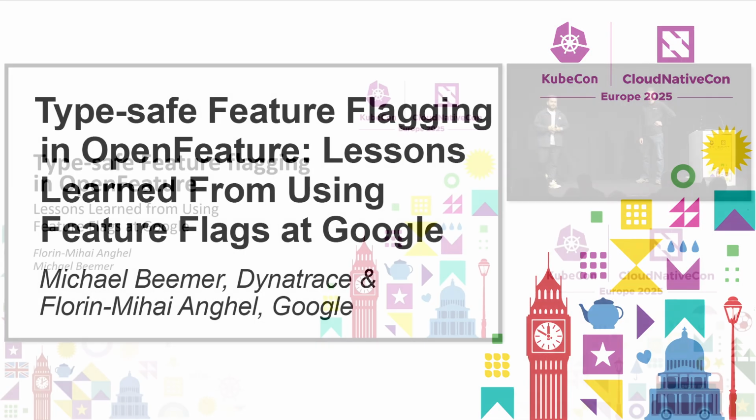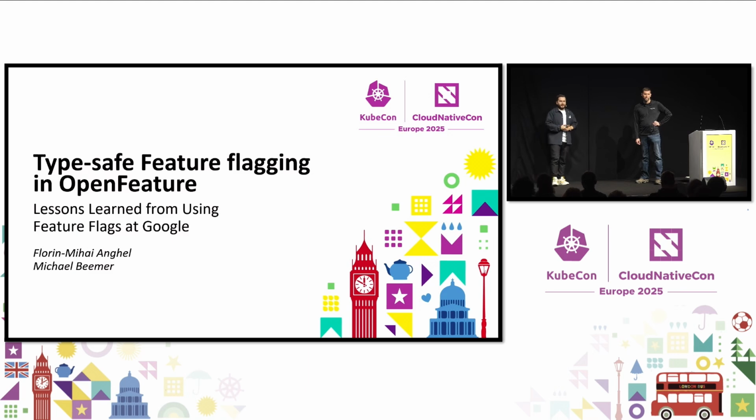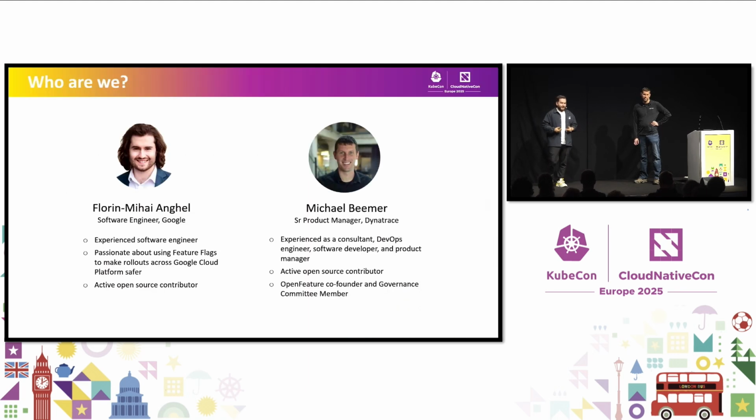Today we are going to talk about type-safe feature flagging in OpenFeature and the lessons that we were learning across at Google. My name is Florin, and I've been a software engineer at Google for 3 years. My work revolved around feature flags and making rollouts across Google Cloud Platform safer. For a while now, I've been an active open source contributor in this project that we're going to talk about today.